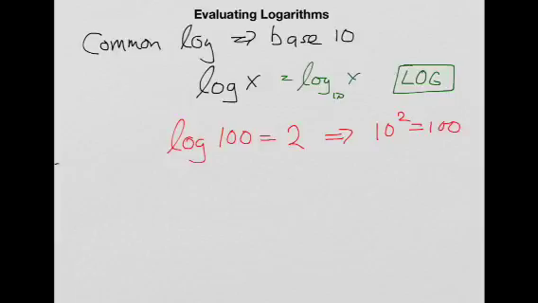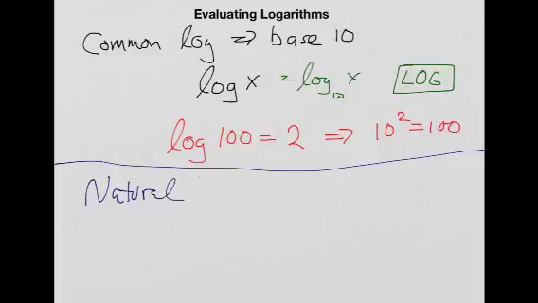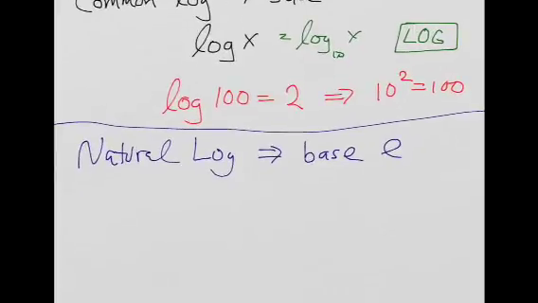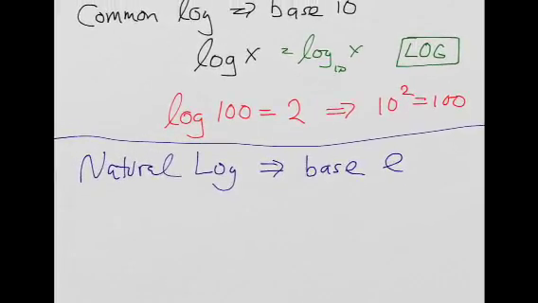Another log that gets used quite a bit, especially in the sciences, but you'll also use it if you go farther in math and you start working with calculus, it shows up quite a lot as well. This is what we call the natural log. And the natural log is base e. And e is something we might talk about another time. e is called Euler's number.